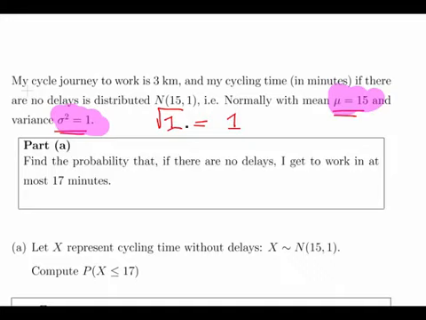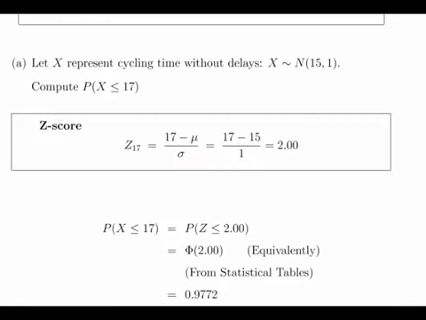Okay, so this is a straightforward enough one, really. Let x represent the cycling time without delays. Now, we'll get back to the business of delays later on. But just make a little statement like this, that x is normally distributed with a mean of 15 and a variance of 1. Just at the top of your exam paper, just before you're about to start talking about things like x, say what x is. It's just an important procedural thing. Don't just assume the lecturer or the person correcting the exam knows it.